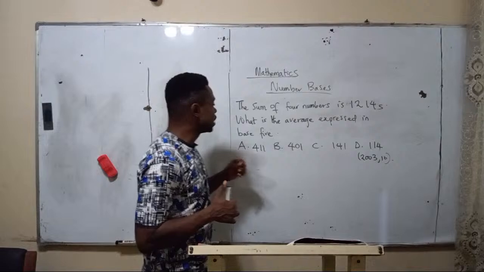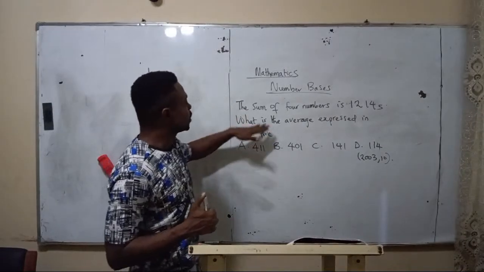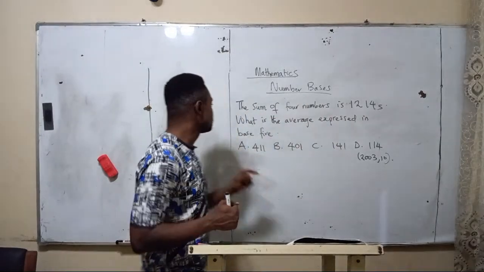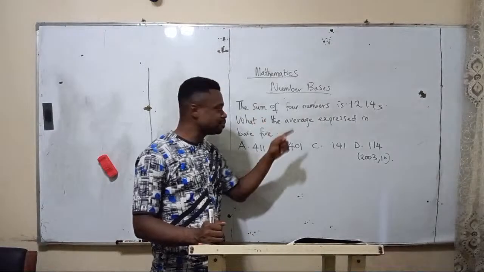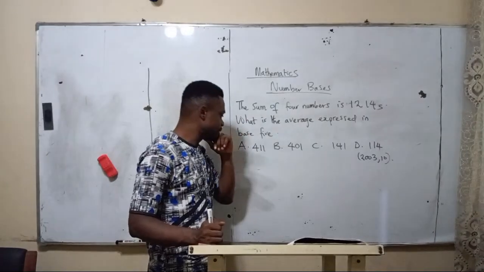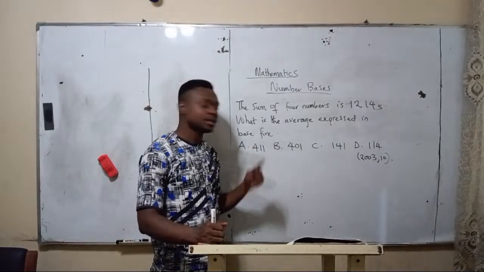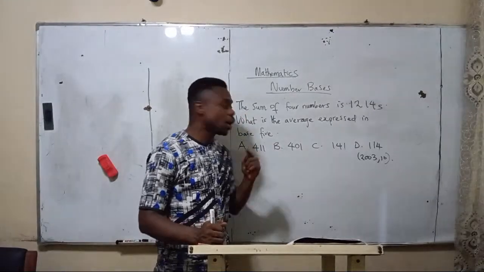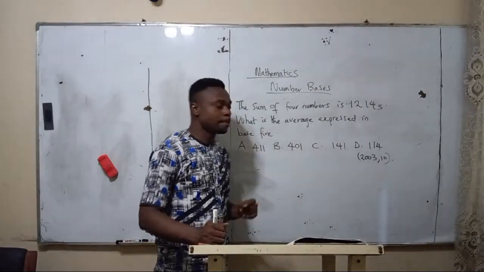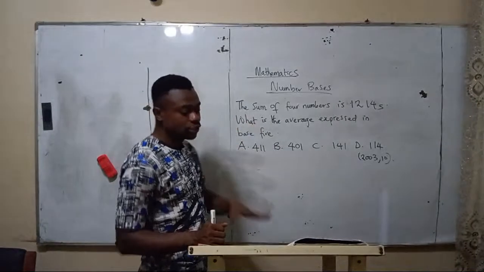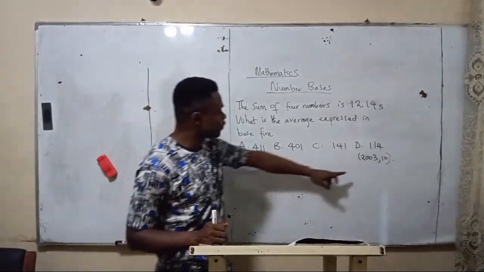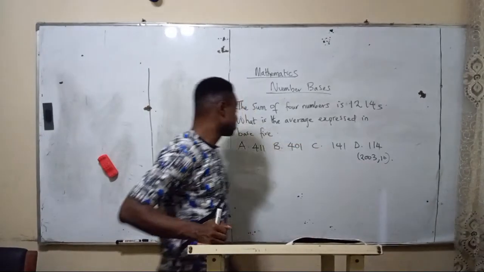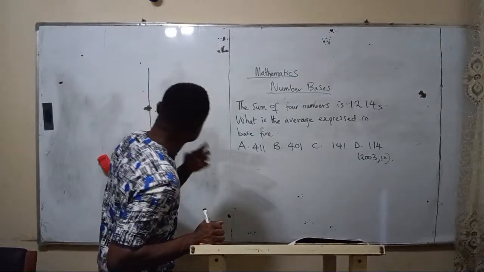Okay, let's look at the question. The question says, the sum of four numbers is 1214 to base 5. What is the average expressed in base 5? Option A says 411, option B 401, option C 141, option D 114. According to Prep 50, this question was taken from 2003 JAMB question 10. Okay, let's solve this question.